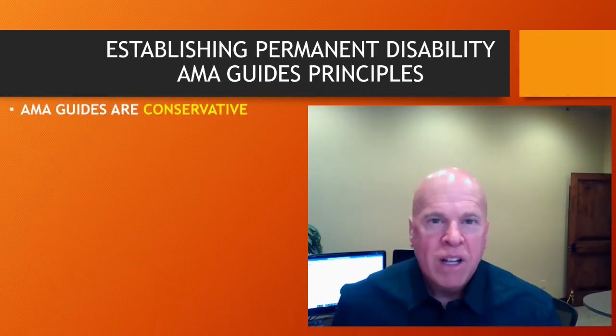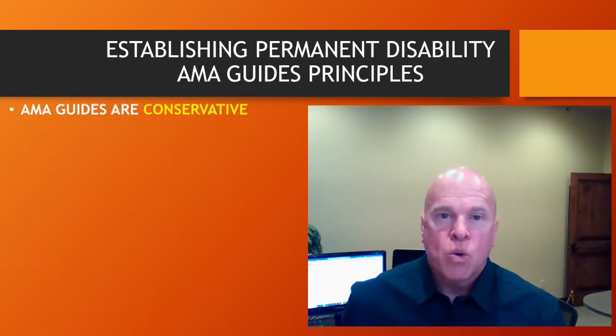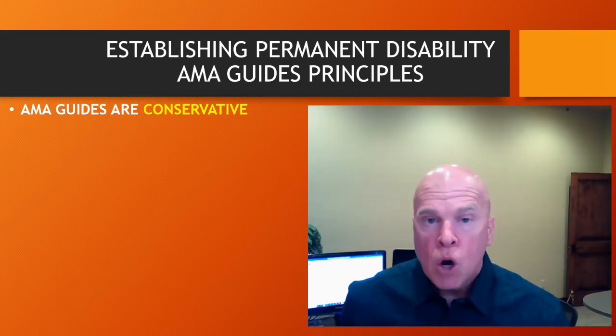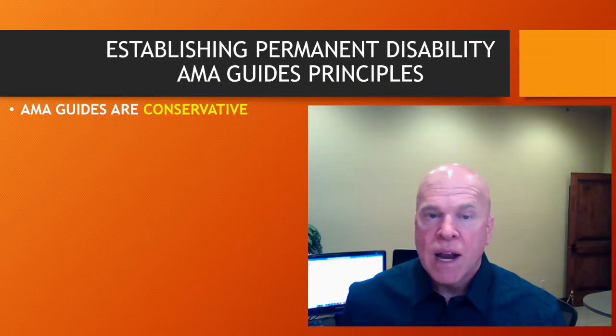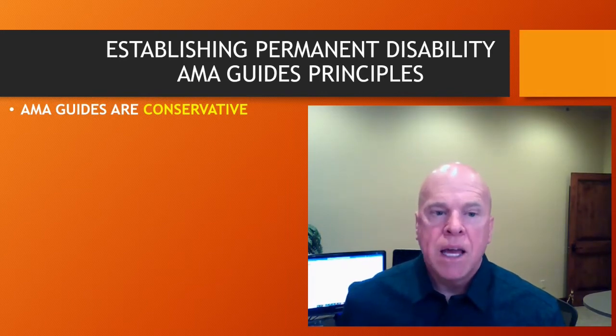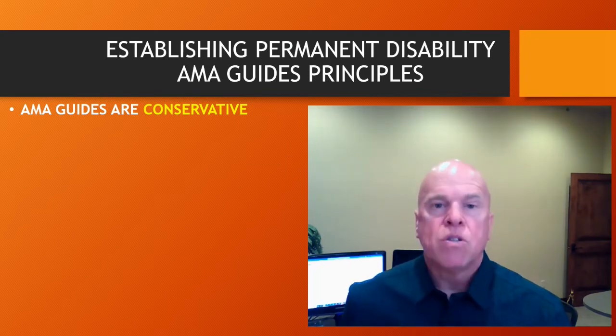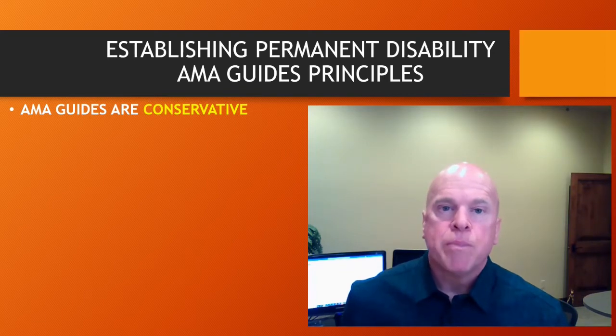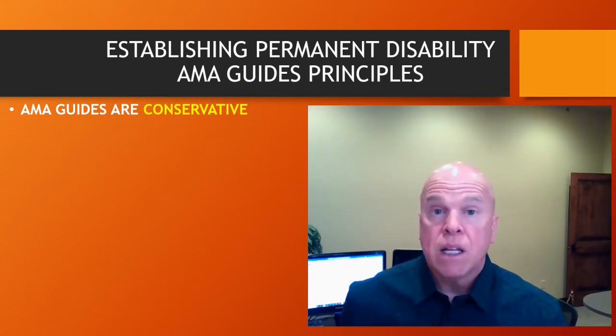So we now have at least one explanation as to why the AMA guides are very, very conservative, in that they provide for low impairment rating percentages for any given injury or condition, because the impairment percentages in the AMA guides are largely based on an individual's inability or decreased ability to perform activities of daily living.